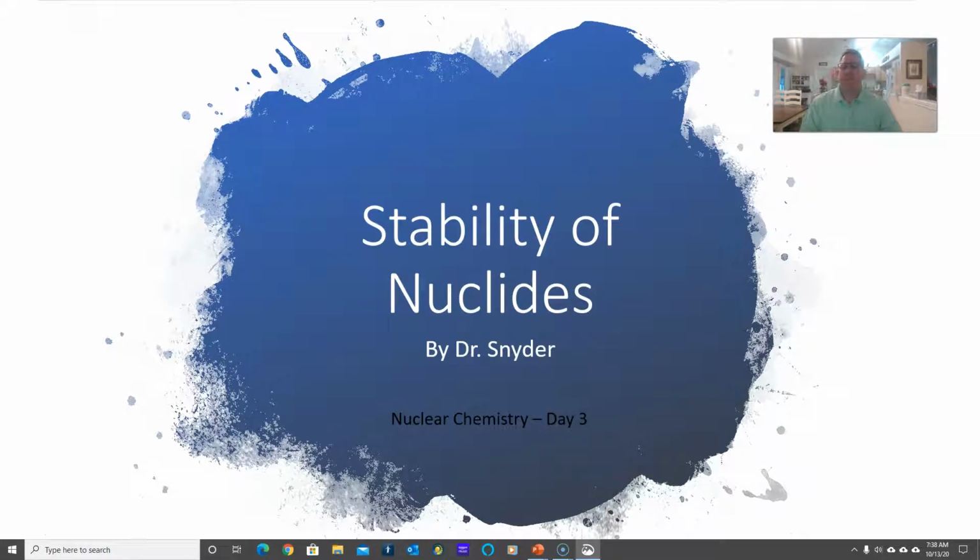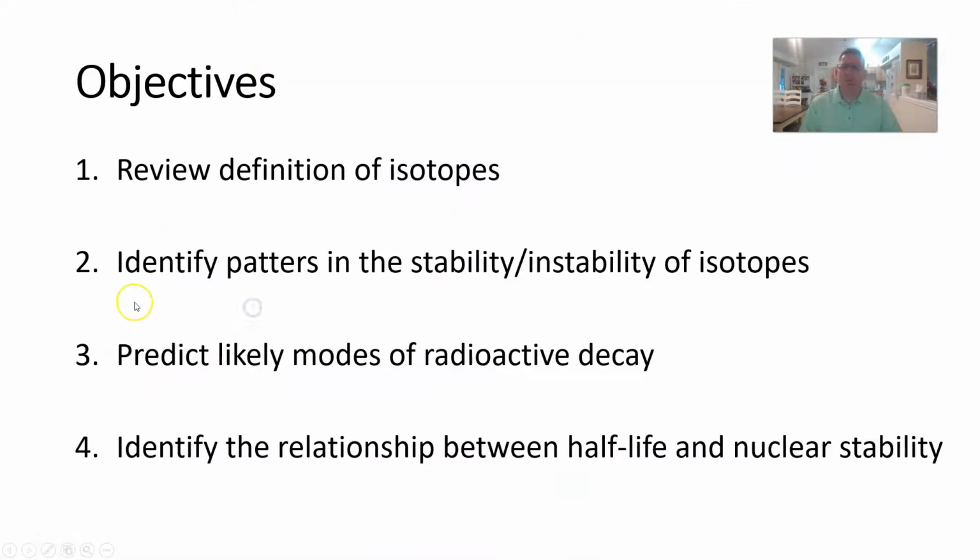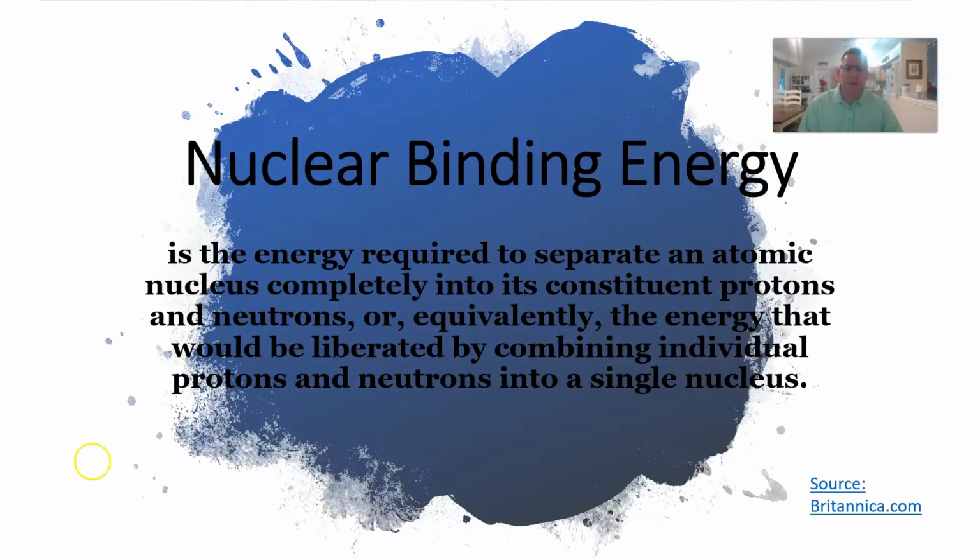We will be talking about stability of nuclides, or stability of the nucleus and its isotopes. This is Nuclear Chemistry Day 3, if you're following along with my class. The objectives for today are: review the definition of isotopes, identify the patterns of stability or instability of isotopes, predict the likely modes of radioactive decay, and identify the relationship between half-life and nuclear stability. All right, so here we go.